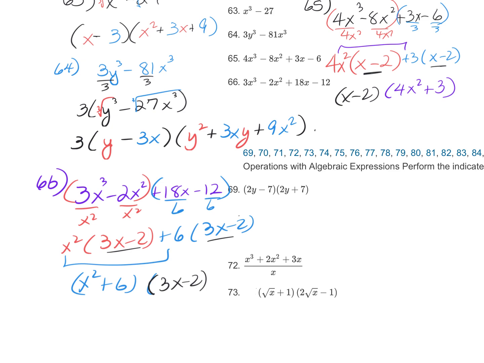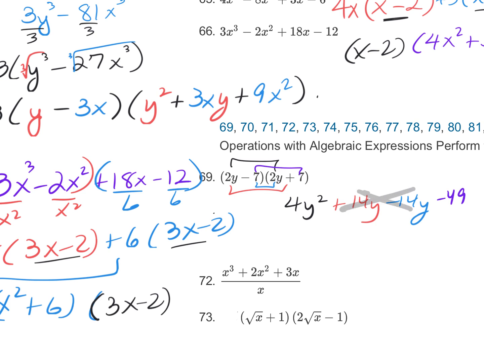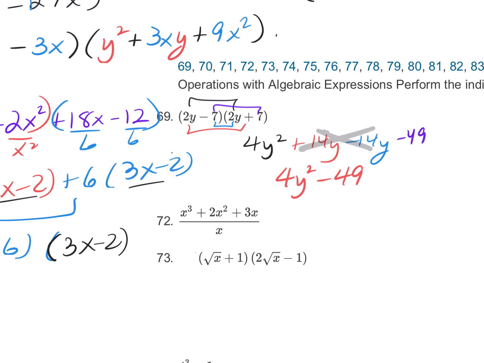Number 69, I'm just foiling it. So once I do first, outer, inner, last, first gives me 4y squared. The outside gives me 14y. The inside gives me negative 14y. And then finally last gives me negative 49. Once I combine the two middle terms, notice they're going to cancel out. And then you're just left with 4y squared minus 49. And that's number 69.